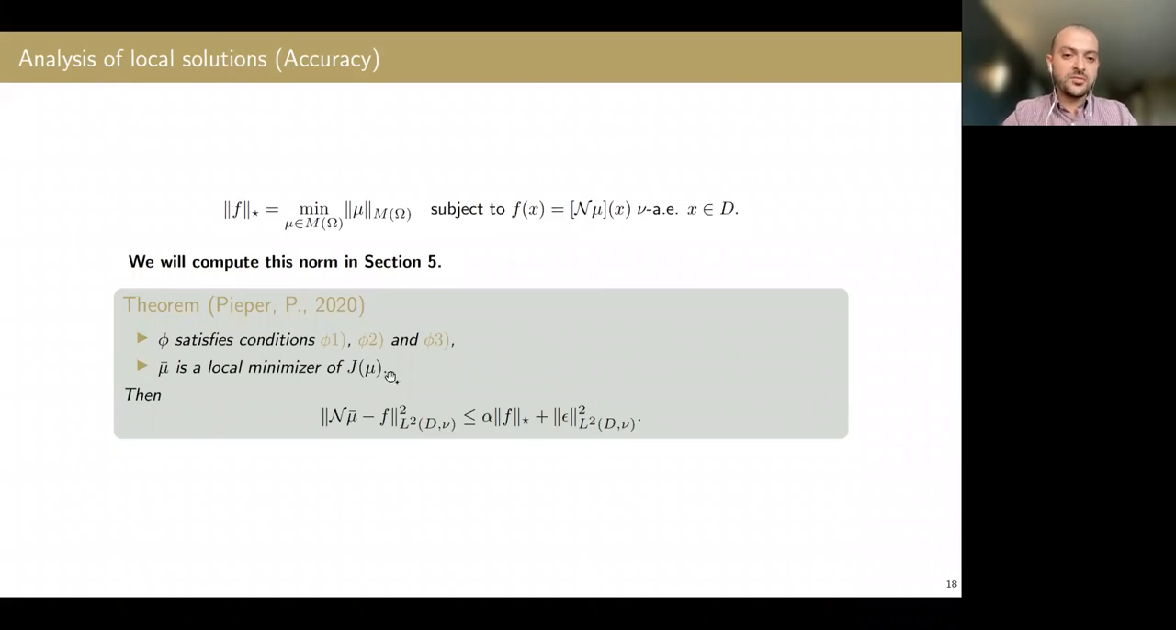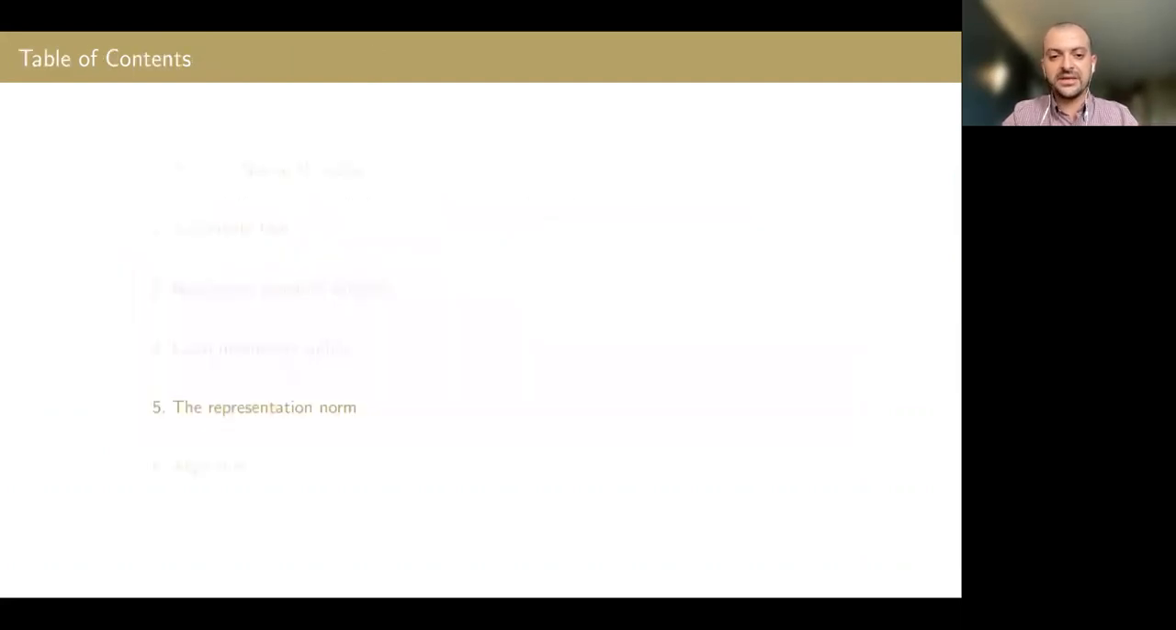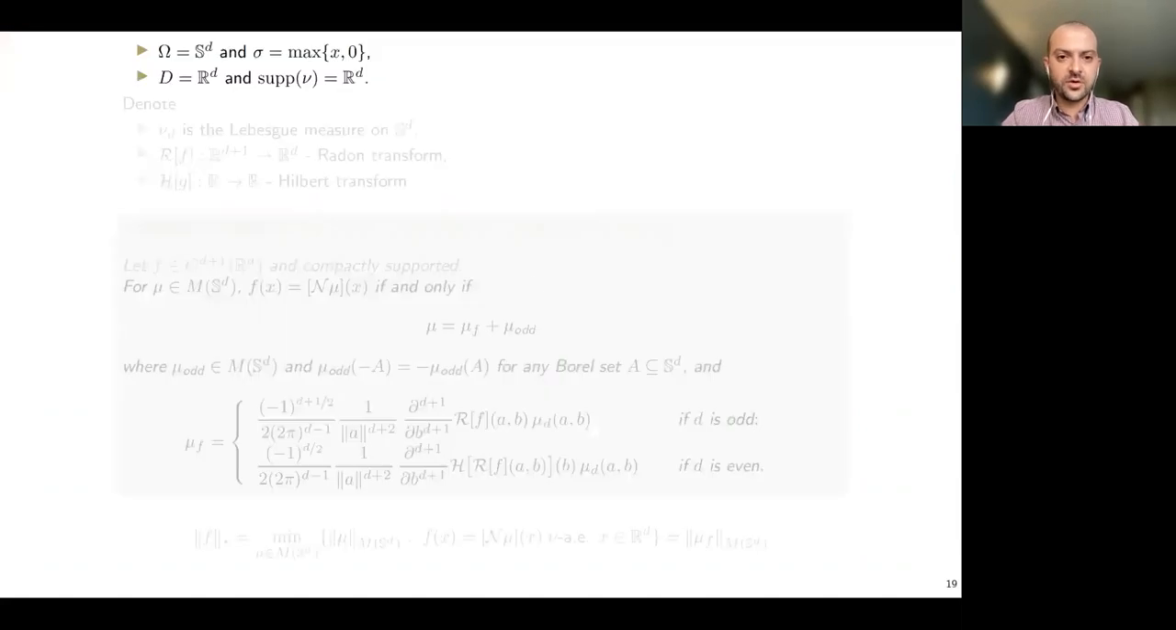All right. So like I promised, in the next section, I'm going to actually compute this f star norm. Let me do that. I'll go over it a little bit quickly, and then I'll talk to you about the algorithm that we use to approximate it. This representer norm, the picture doesn't look very nice. So we are limiting ourselves to the case when we have our ReLU functional. Omega is the sphere S^d, sigma is the ReLU, the domain is the whole R^d, and the support of mu, the probability measure, is equal to R^d.